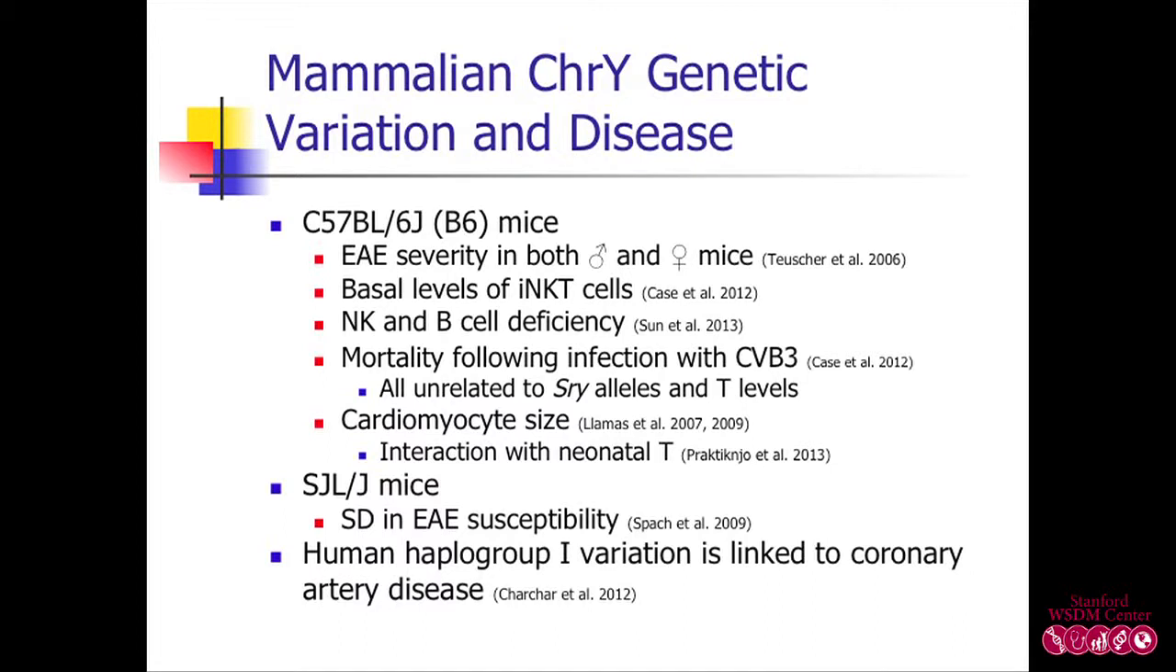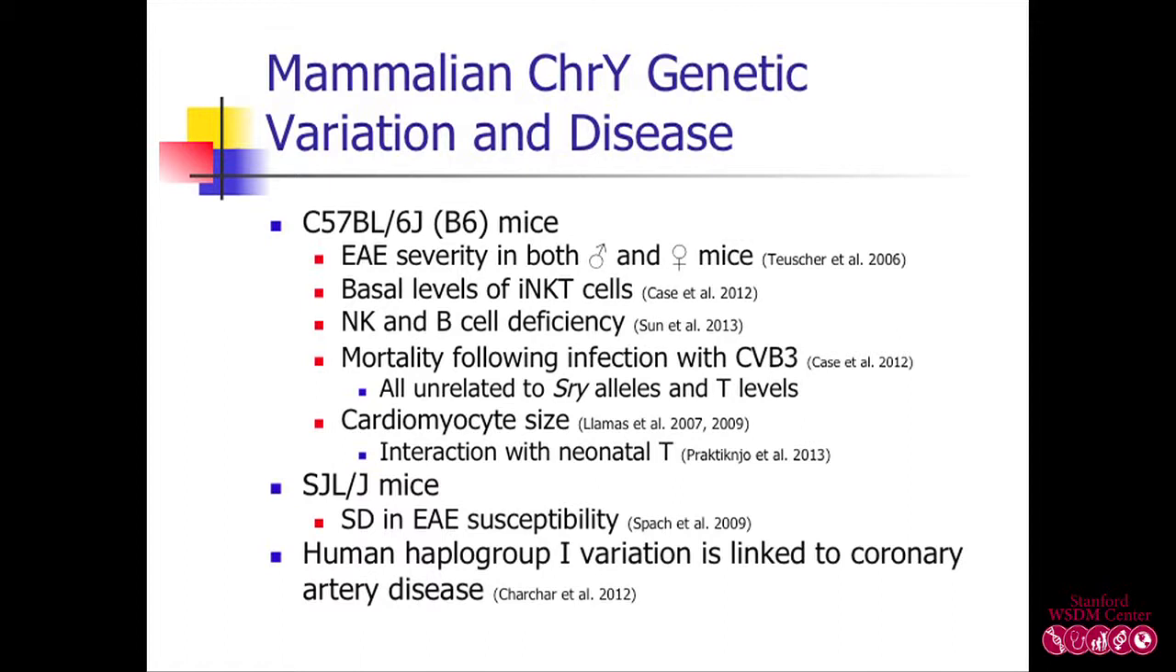Regarding the role of genetic variation of the Y chromosome in diseases that are primarily of immune interest, we first described that EAE severity in both male and female mice was influenced by the origin of the Y chromosome. Later we showed that the basal level of invariant NKT cells was also influenced by the Y chromosome.